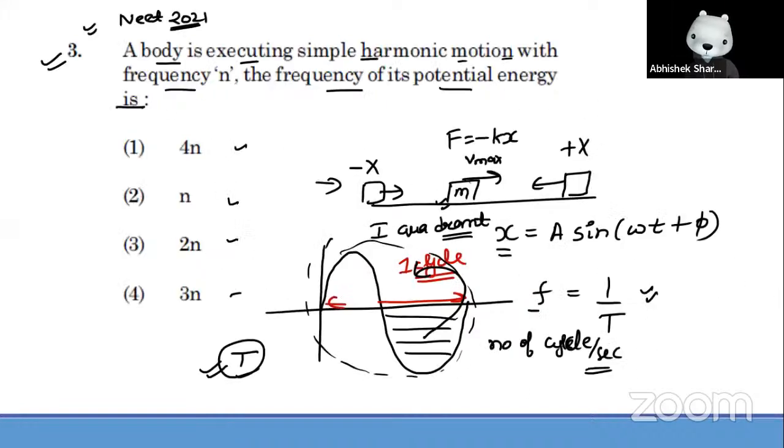So from here, see, don't create sound in between.